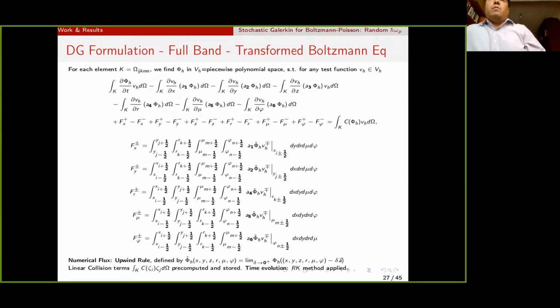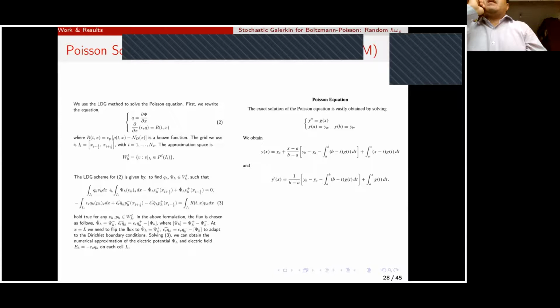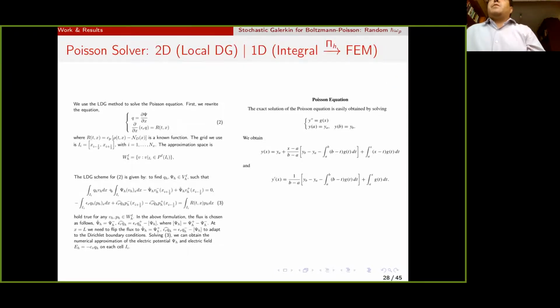We're going to use the upwind rule, which is what I have been indicating by this transport. There are different rules, but this is what we're going to use. We have linear collision terms, which are pre-computed and stored, and then we're going to apply an RK method, RK2 actually. For the Poisson problem, for high-dimensional cases, you can use LDG. Actually, we're going to present results for a simple problem, which is 1D in space. So actually here you have an analytic solution. And the only thing that you have to do numerically is project that analytic solution, which is an integral solution, in the finite element space of choice.